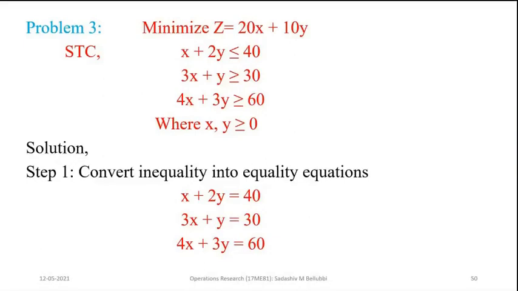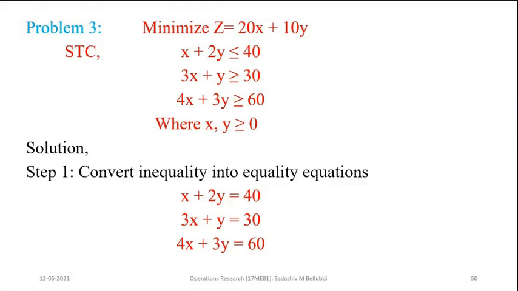Problem number 3: minimize z equal to 20x plus 10y, subject to the constraints. First, x plus 2y is less than or equal to 40. Second, 3x plus y is greater than or equal to 30.